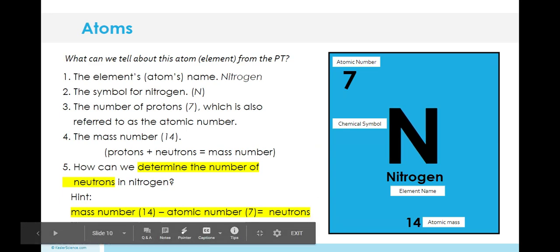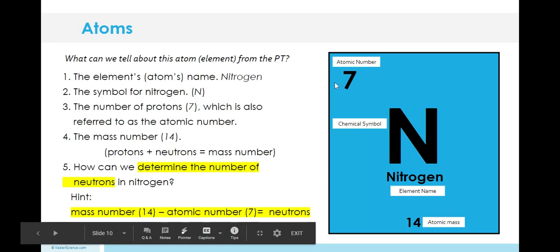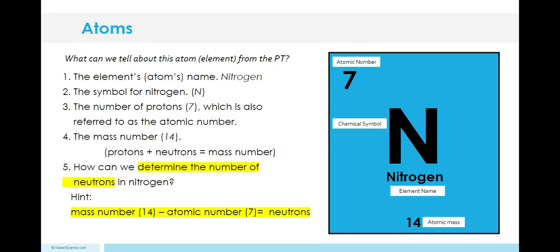How do we know how many electrons we have? Well, we know how many electrons we have just by looking here at this atomic number. If we know the atomic number, then we know how many protons and electrons that an atom or element has.